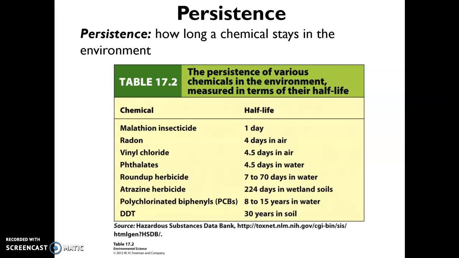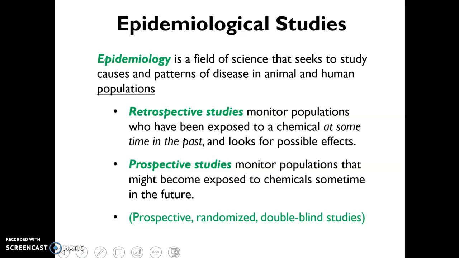Okay, so now we've talked about toxicity of a chemical and measuring it through lethal dose studies and effective dose studies. And now we're going to look at a different type of study called an epidemiological study. Epidemiological studies are studies on large populations of humans or animals. It can be used to study both chemicals and biological agents. So, epidemiology is defined as a field of science that seeks to study causes and patterns of disease in animal and human populations. And these can be tricky to do.